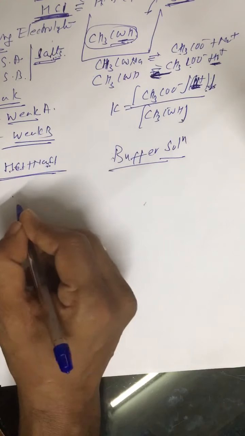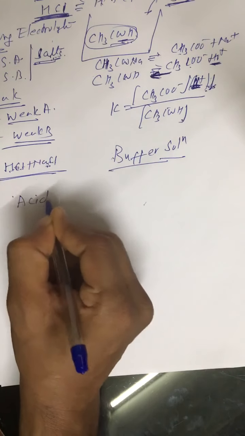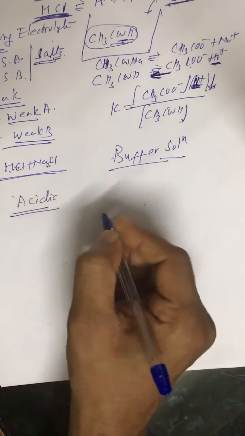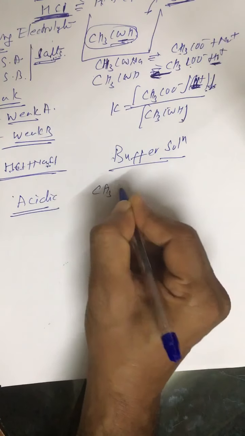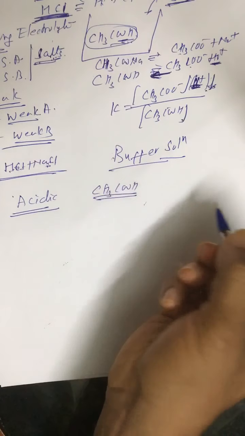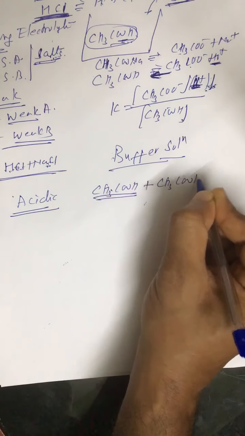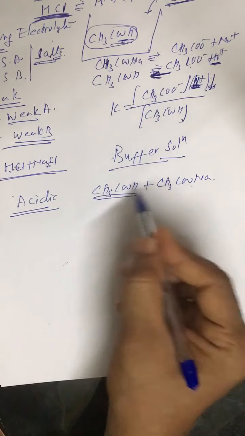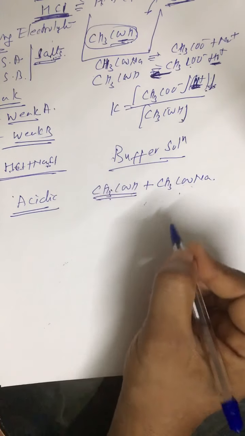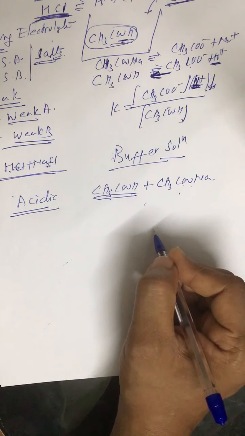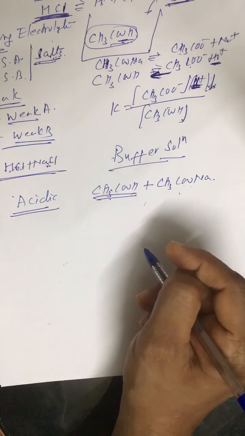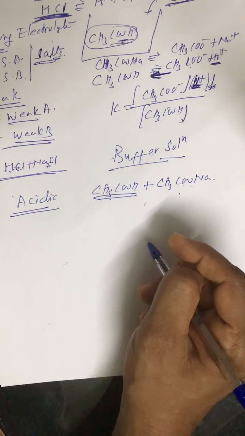Buffer solutions are divided into acidic buffer solutions. An acidic buffer solution is a mixture of a weak acid and a salt of the same weak acid with a strong base, like sodium acetate and acetic acid, or formic acid and potassium formate, or benzoic acid and potassium benzoate. These are acidic buffer solutions.